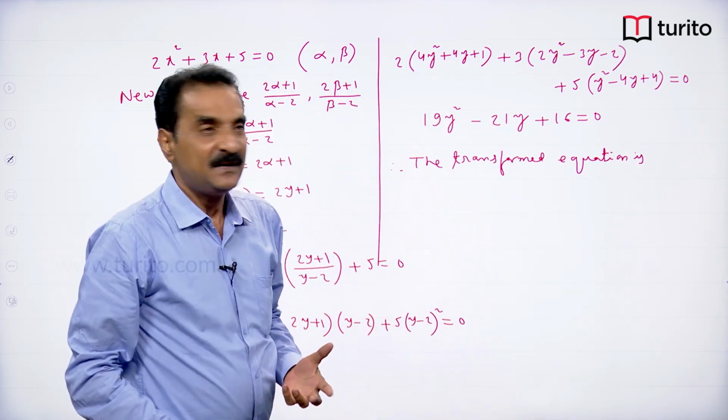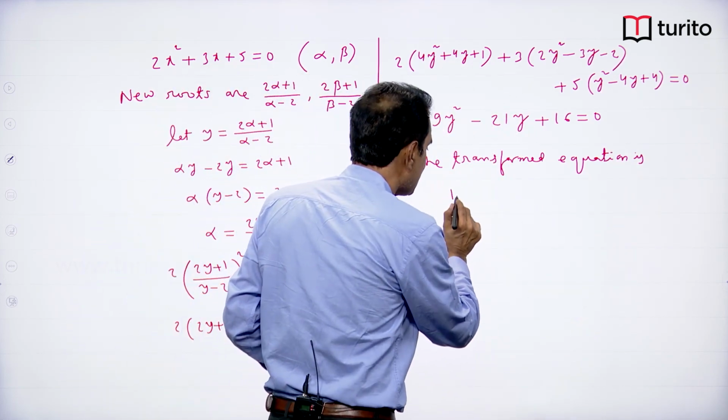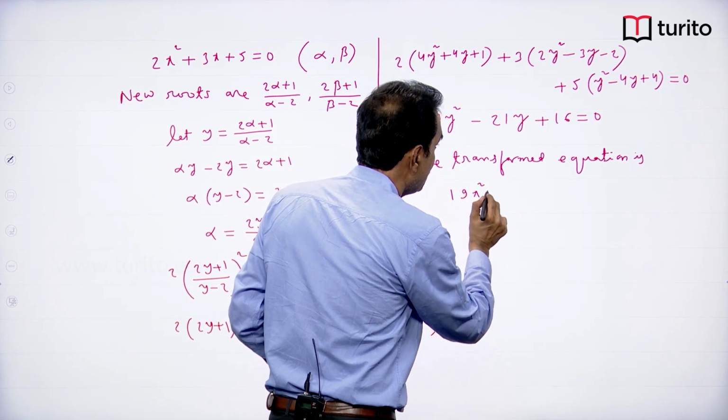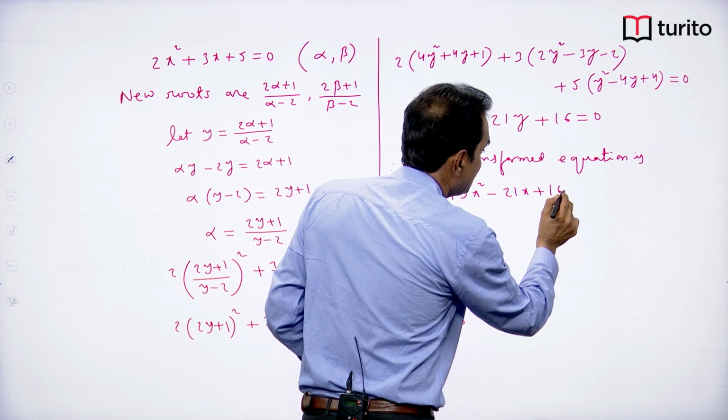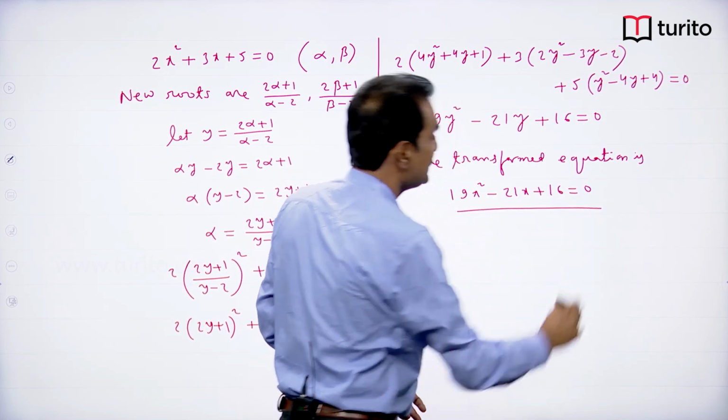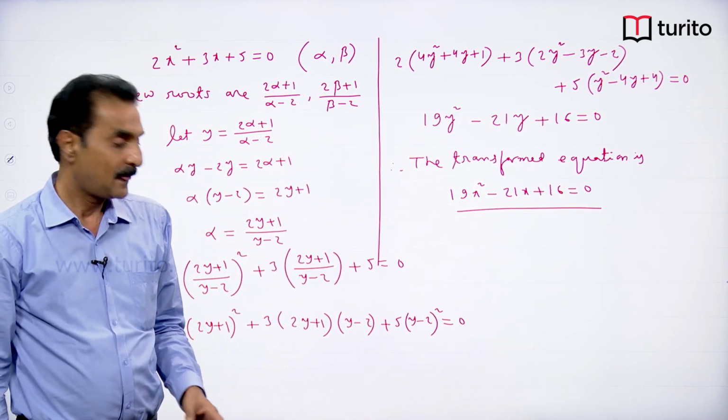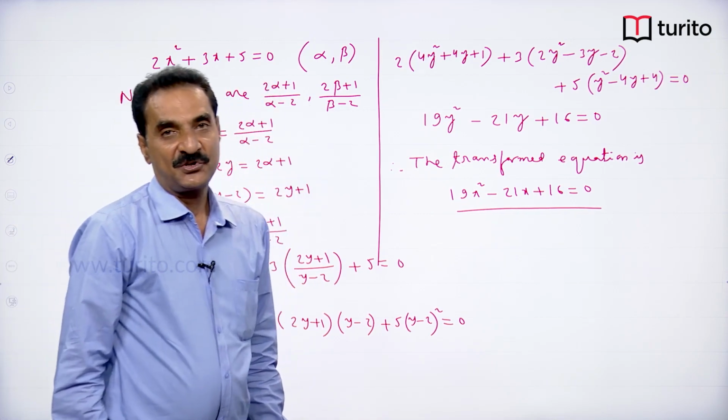Therefore, the transformed equation is, just replace y by x. You will get 19x square minus 21x plus 16 is equal to 0. This is our answer. Okay. Next question.